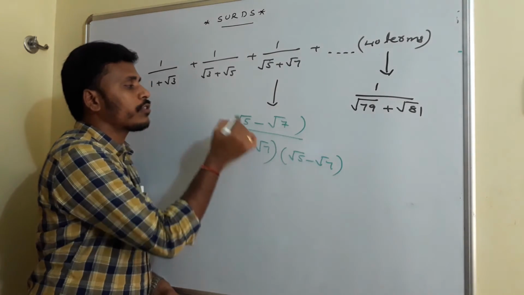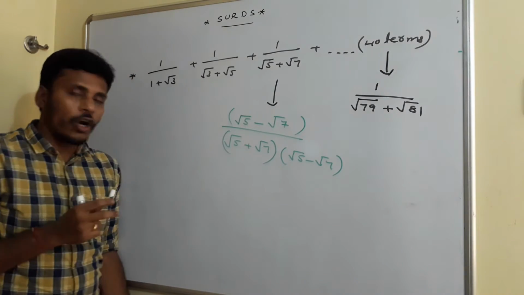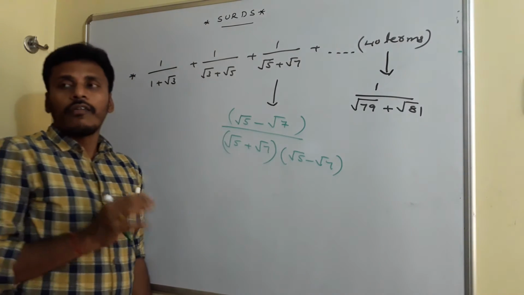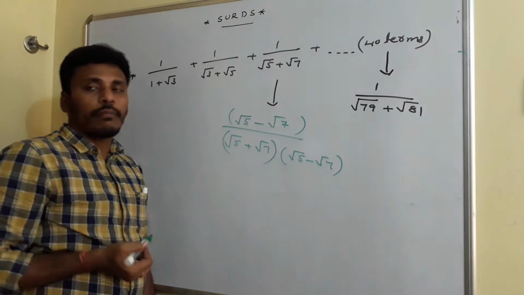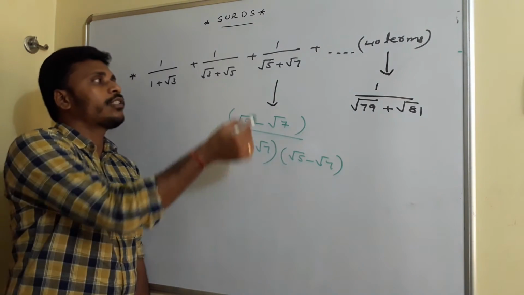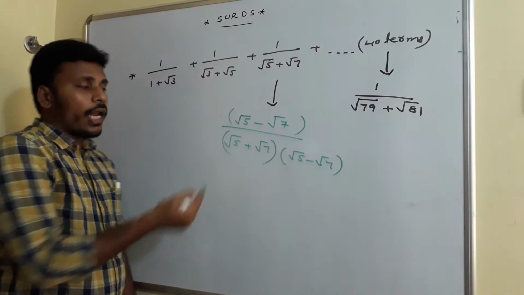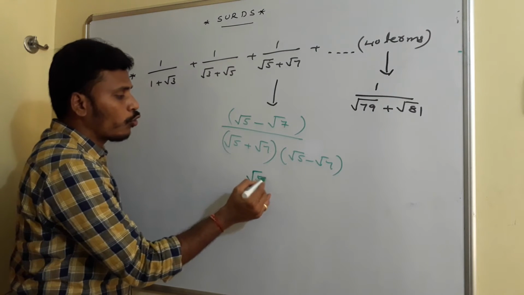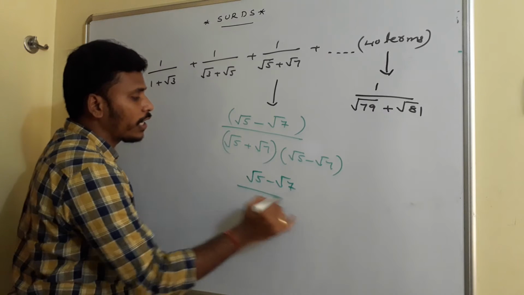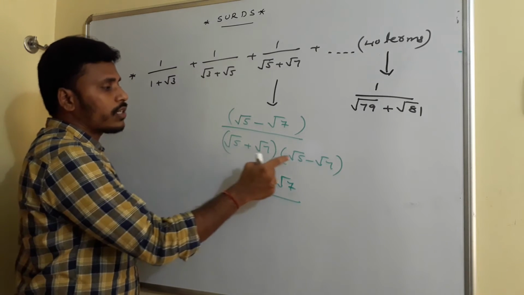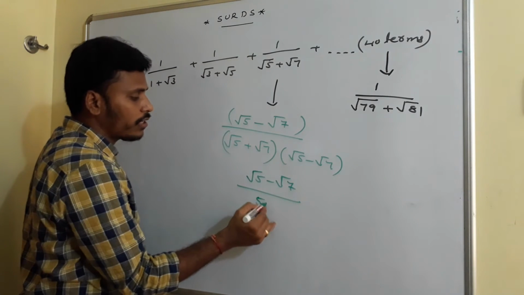There are 40 terms in the given problem, but I am concentrating on any one of the terms. For my convenience, I took it as 1 by root 5 plus root 7. You just try to rationalize the denominator by multiplying with root 5 minus root 7. Now the numerator is root 5 minus root 7, whereas the denominator is root 5 plus root 7 into root 5 minus root 7. If you multiply, this is 5 minus 7.